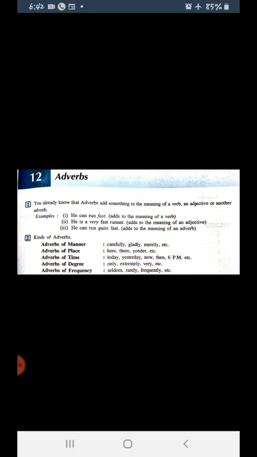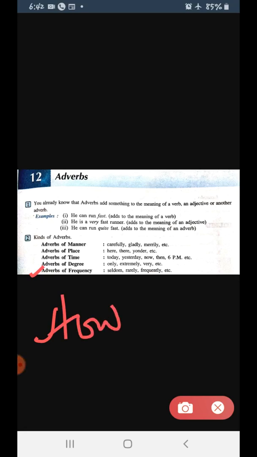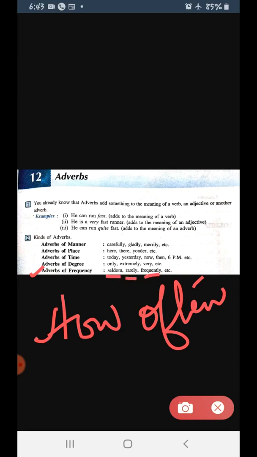Next, it is adverbs of frequency. So adverbs of frequency answer the question how often. Fine? How often? Seldom, rarely, frequently, etc. So it answers the question how often. How often means कितने बार लगातार.